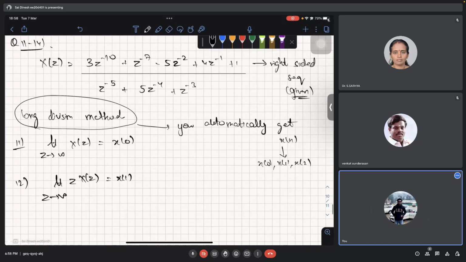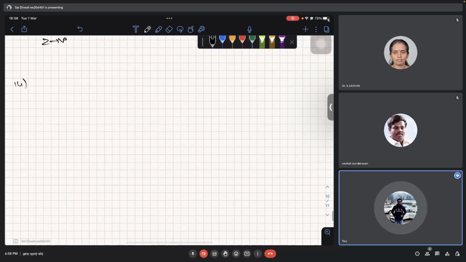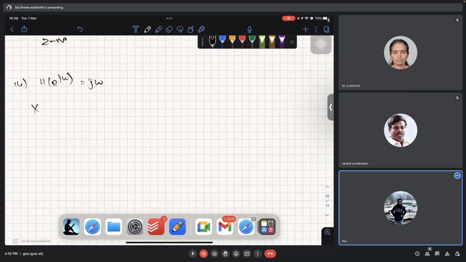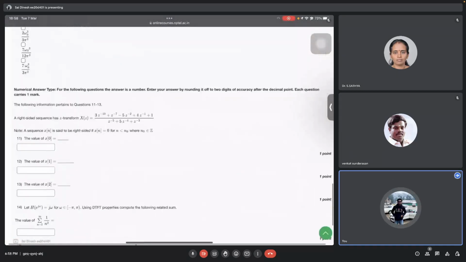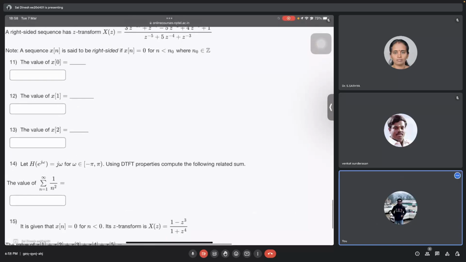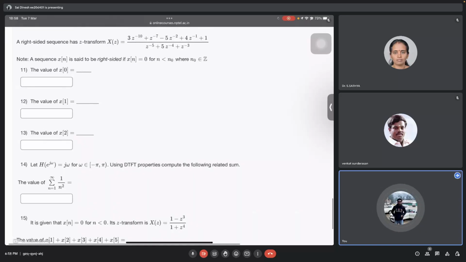Okay, so now the 14th question, the last question. He said X(e^jω) is equal to jω. Sorry, one second, what did you say? H(e^jω) is jω for minus pi to pi. Using DTFT properties, compute the related sum.